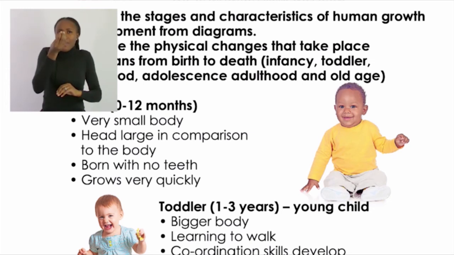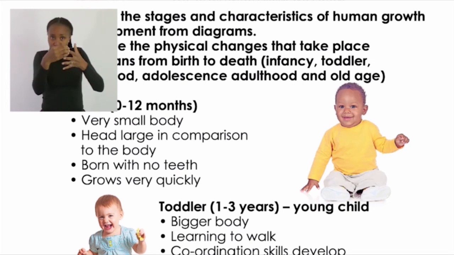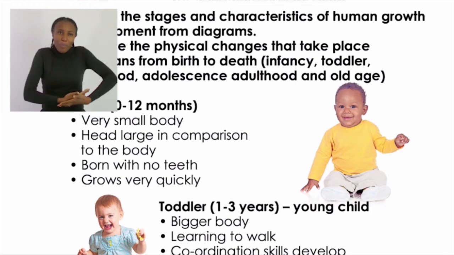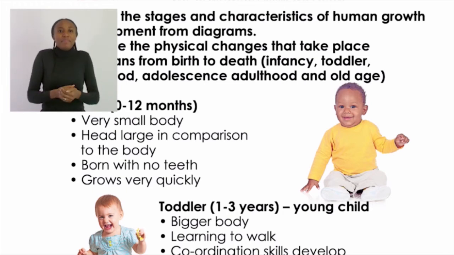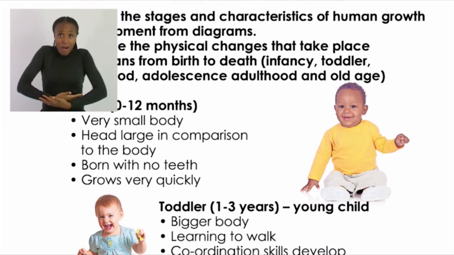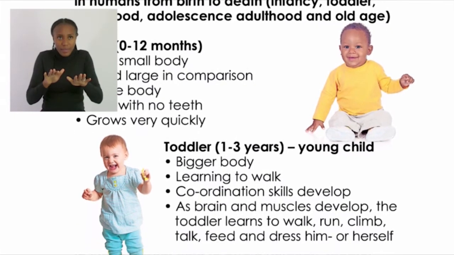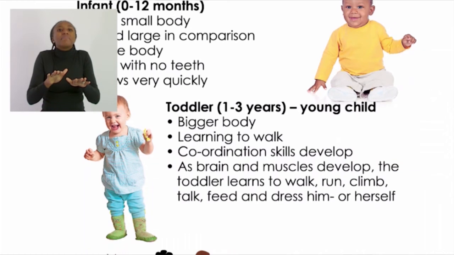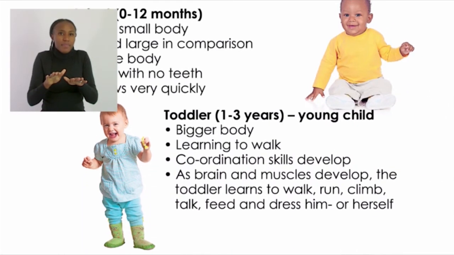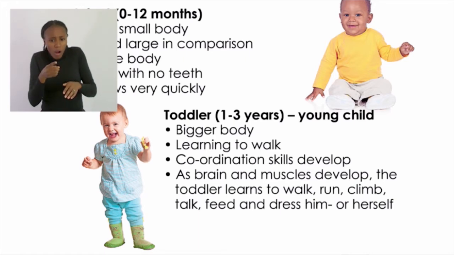So those are the characters of somebody who is an infant, the newborns. And if you look on your right-hand side there, you can see a picture of an infant. We're moving on to the toddler, which is the next stage or the second stage after being an infant or a baby. How will you be able to tell that somebody is a toddler?